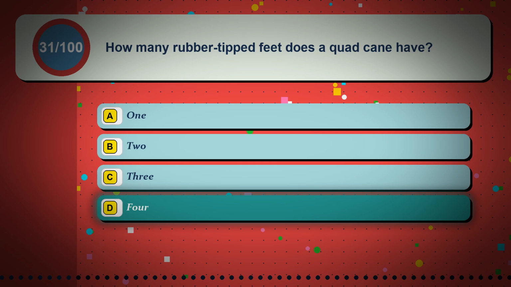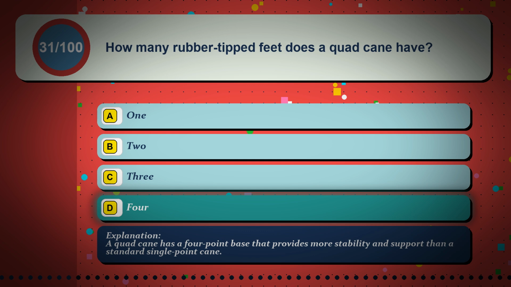The correct answer is option D. 4. A quad cane has a 4-point base that provides more stability and support than a standard single-point cane.